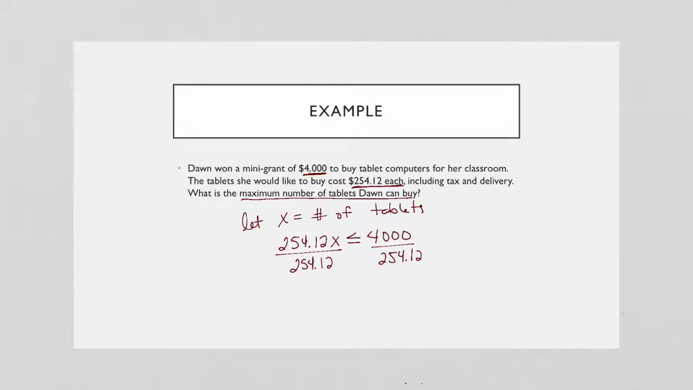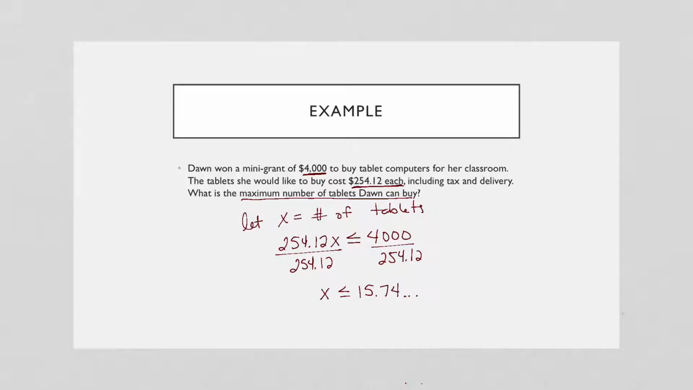So I'm typing on my calculator 4,000 divided by 254.12, and I get this number. Okay, so here's what I want you to think about. Is it possible for Dawn to buy 15.74 tablets? It's not possible for you to walk into a store and say, I want 15 3/4 tablets.